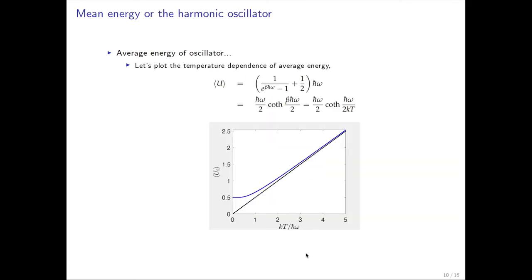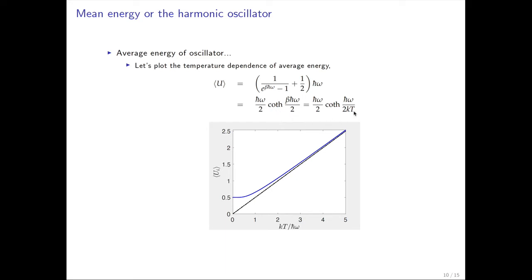Well, let's have a look at the mean or average energy of the oscillator. We already calculated this, where we explicitly included the zero point energy, this one half h bar omega. If we calculate that, we get this. This is just the mean occupation number n, and this is the zero point energy term. This, of course, can be written in this form if you do a little bit of algebra, and it makes it a little bit easier to work with.